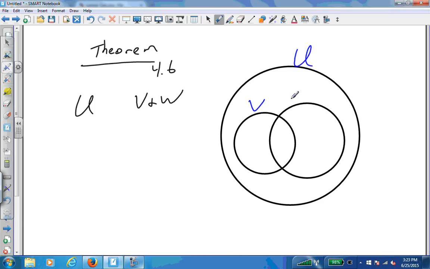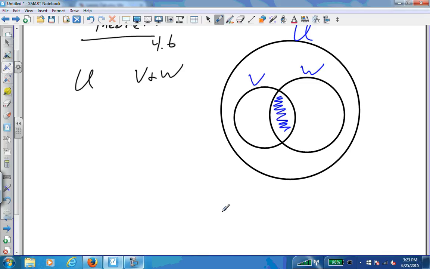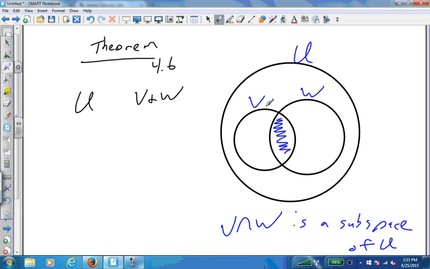So U, V, W. So if V is a subspace and W is a subspace, then their intersection also is a subspace of U. So again, V is a subset of U, W is a subset of U, V is a subspace, W is a subspace, therefore it turns out their intersection is also a subspace. So without going into any more detail than that, we might come across that in homework or we might not.